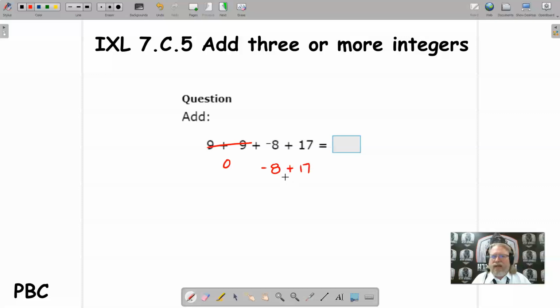They are different signs, so we're going to have to consider their absolute values. The absolute value of 8 and the absolute value of 17. And 8 is less than 17, so in this case, our answer is going to have the same sign as the 17, and the 17 is positive. So our answer is going to be positive, and 17 minus 8 is 9.